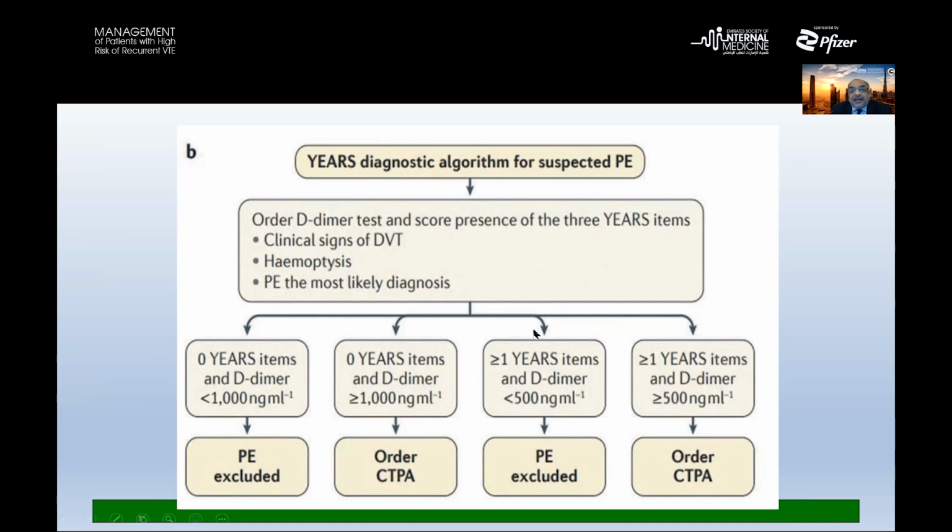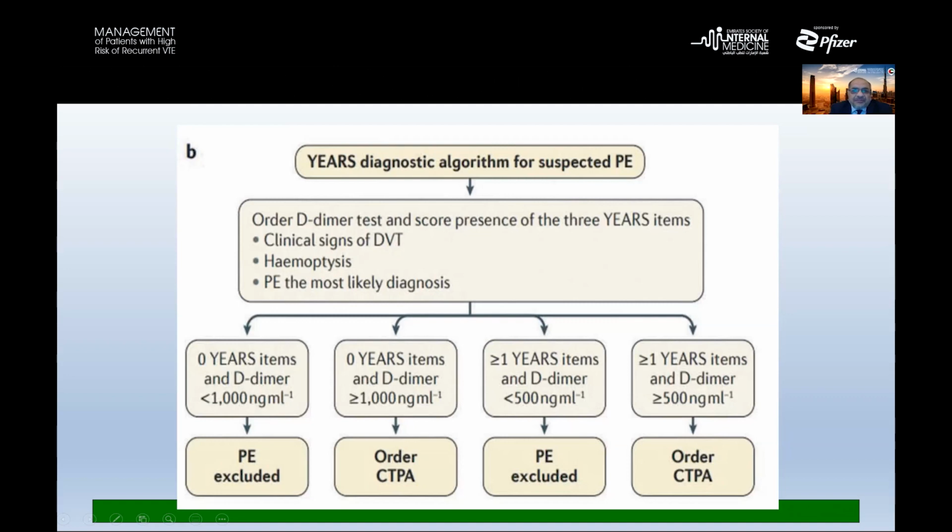If one of the YEARS items, which are the clinical signs of a DVT, hemoptysis, and PE as the most likely diagnosis, is there and the D-dimer is less than 500, then again PE is excluded. And if the D-dimer is more than 500 and any one of these YEARS items is there, you have to order the CT for PE.